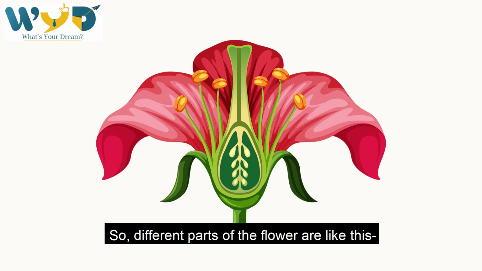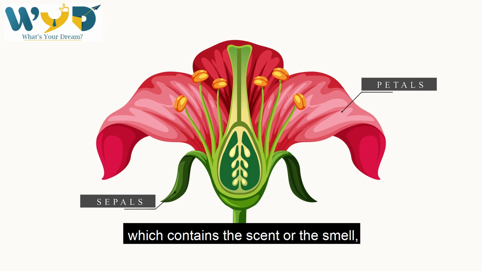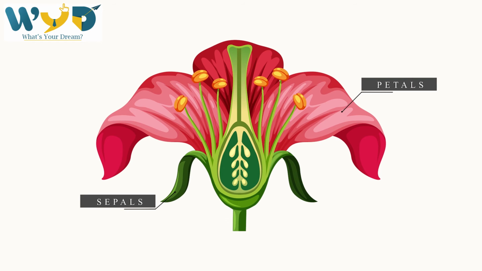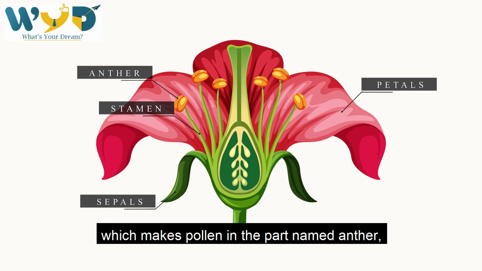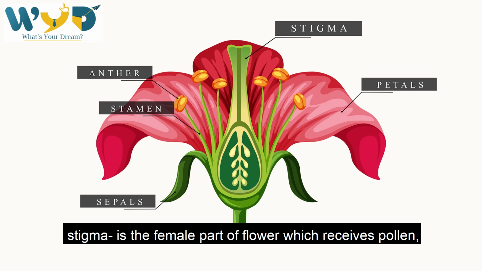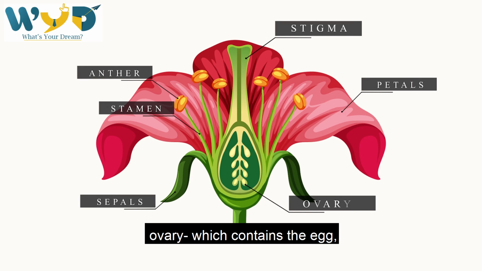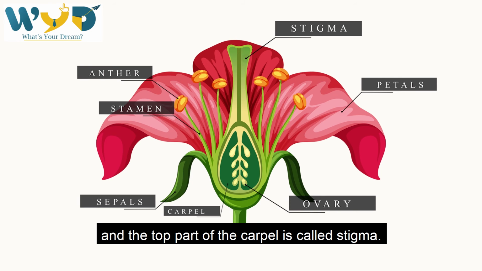So different parts of the flower are like this. Sepals protect the flower or bud. Petals are the colorful part of the flower which contains the scent or the smell. Stamen is the male part of the flower which makes pollen in the part named anther. Stigma is the female part of flower which receives pollen. Ovary contains the egg. Carpel contains ovary with the eggs, and the top part of carpel is called stigma.